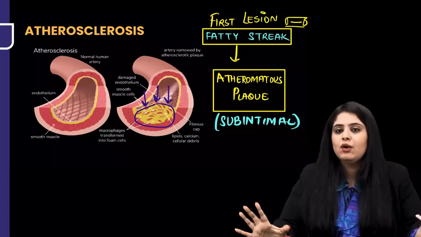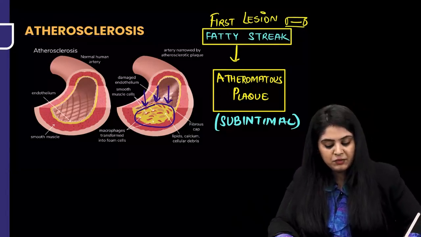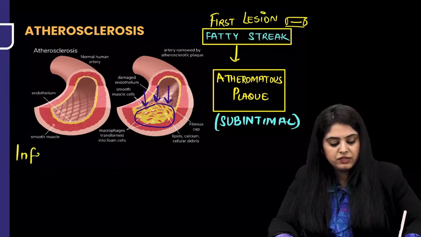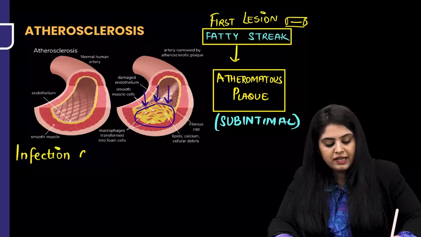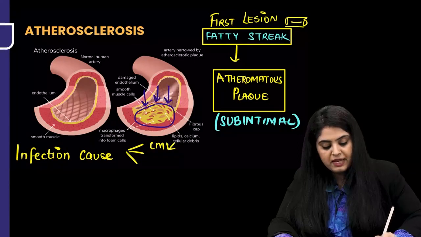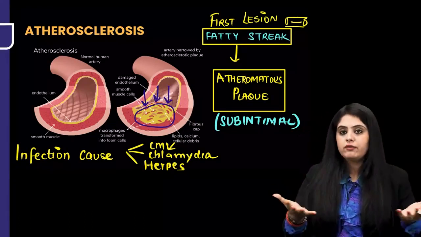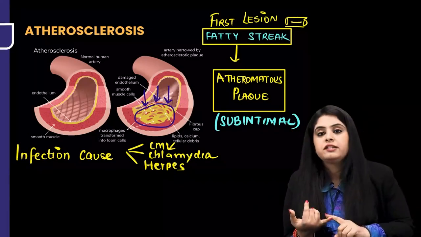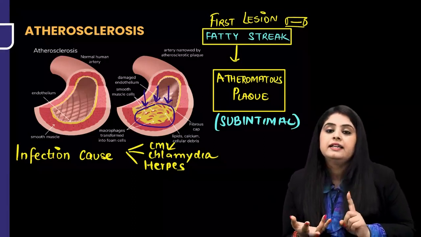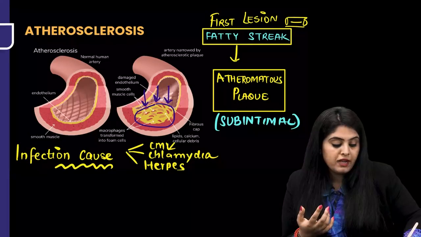You know all this already: alcohol, smoking. No one will ask you all these factors for atherosclerosis. They will ask you, are there any infections associated, or infections which cause atherosclerosis? Yes, you need to know cytomegalovirus, chlamydia and herpes. This is a correlation that I'm telling you from your microbiology, so that over there you don't have to read it again. Repeating, among viruses, cytomegalovirus and herpes virus, and among bacteria, chlamydia. These 3 are infectious causes of atherosclerosis.